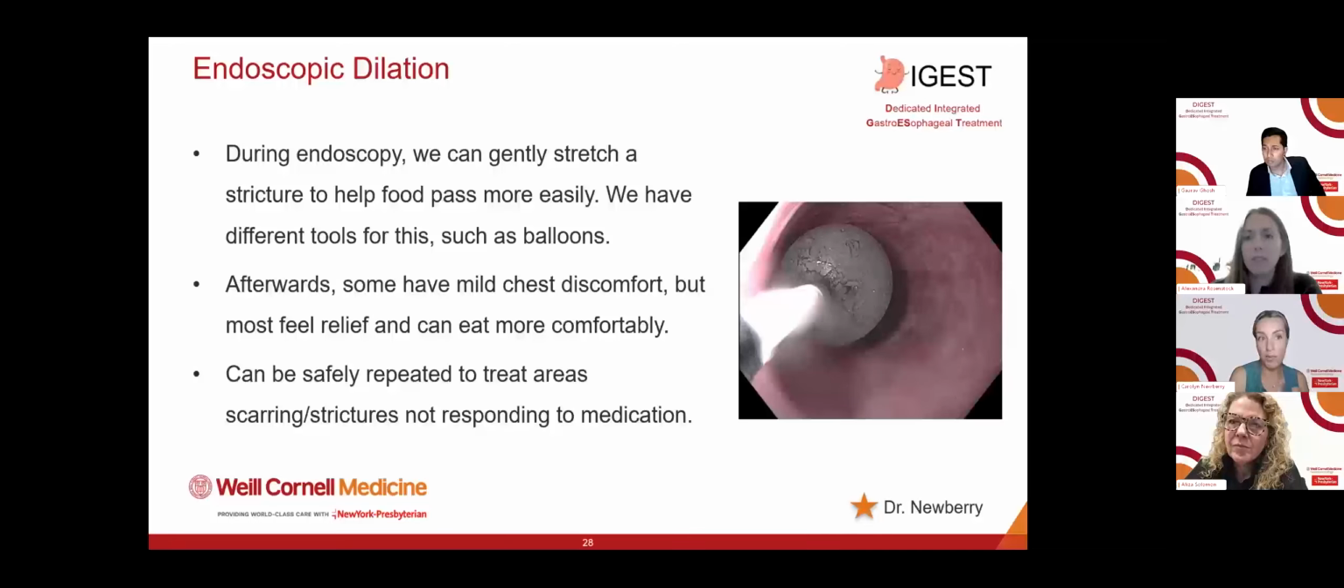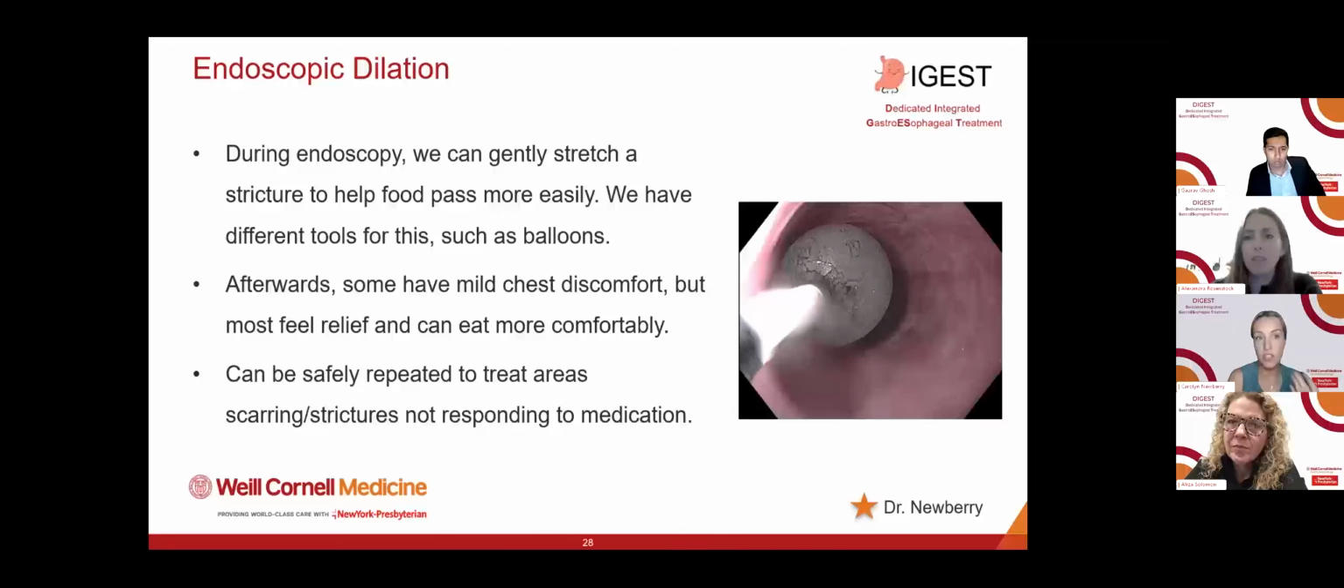But most of the time, this will go away pretty quickly. It can be treated with things like Tylenol, and many patients do very well with this procedure. Additionally, if there is more scar tissue that's developed and we need to do stretching multiple times, we can do that. And usually we'll do that over a period of time.